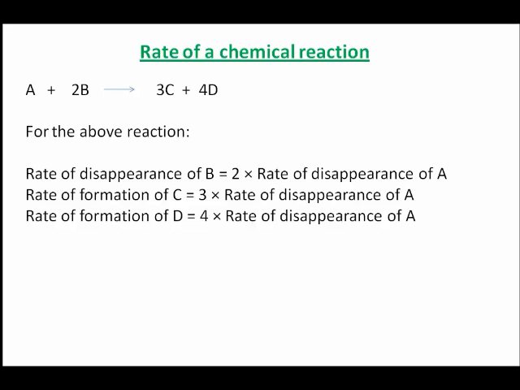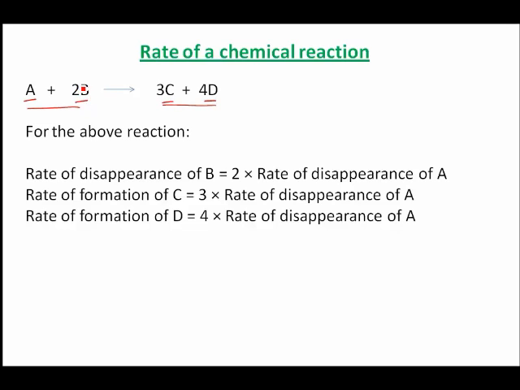Suppose this is our reaction: reactant A reacts with B and forms C and D. These are the reactants here and these are the products. From the balanced equation we can say that in the time in which 1 mole of A reacts, in the same time period 2 moles of B are consumed, right? So we can talk about the rate of disappearance of B, because with time the concentration of B will decrease.